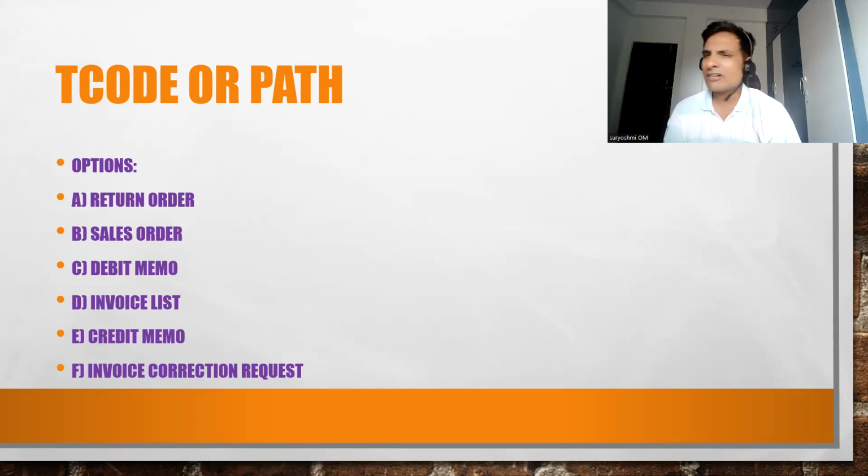Debit memo, invoice list, no question. Credit memo, again, with reference and without reference. But mandatory is the word; that is, M will be there. In the previous question on document type I have explained, right? For invoice correction request, with reference to invoice, 100% you have to create it with reference to the invoice. That's what it says. Without that you cannot do it.